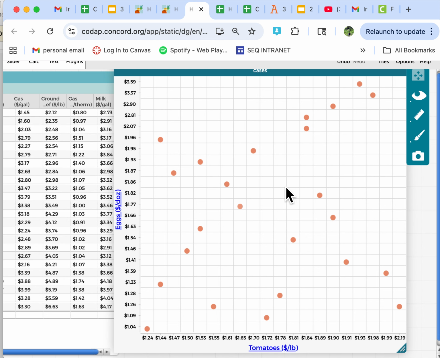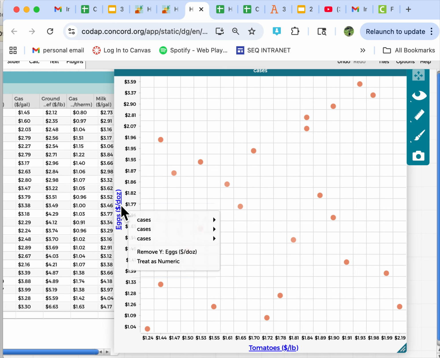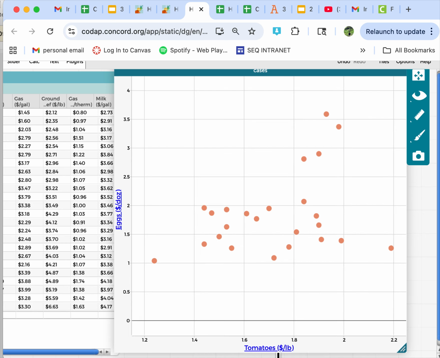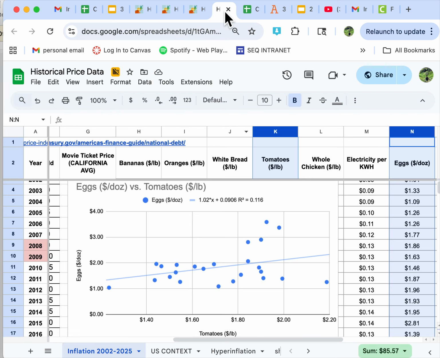Couple things about using CODAP. Right now, instead of a number, it's treating each of these as the name of the thing. So for these graphs, you want to make sure you treat it as a number. Treat it as numeric. Same thing here, treat it as numeric. Okay, that's roughly the same kind of scatter plot we had.